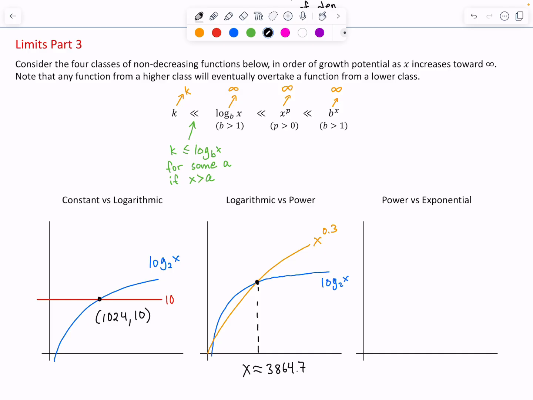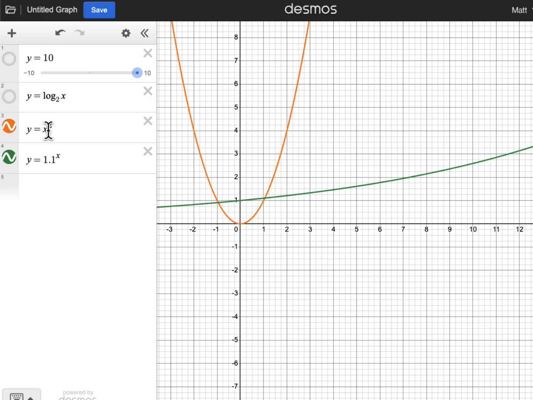And now let's compare power versus exponential functions. I switched my power function back to x squared, a function that grows to infinity rather quickly. And then my exponential function example is 1.1 to the x. As long as the base is more than 1, the exponential function will be growing. And at first, it looks like the power function far exceeds the exponential function. Let's see what happens when I adjust my scale.